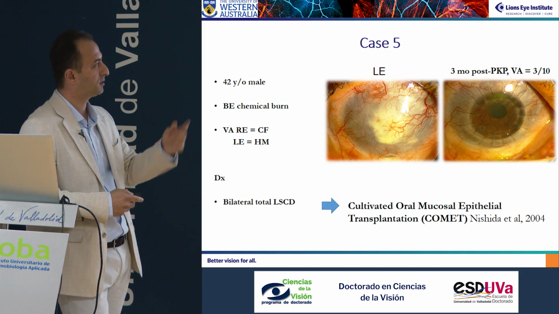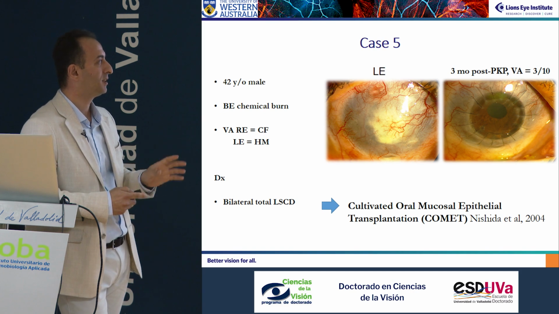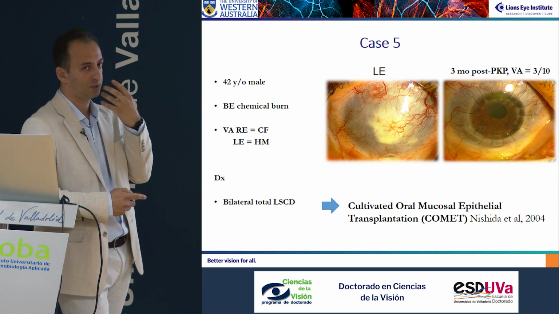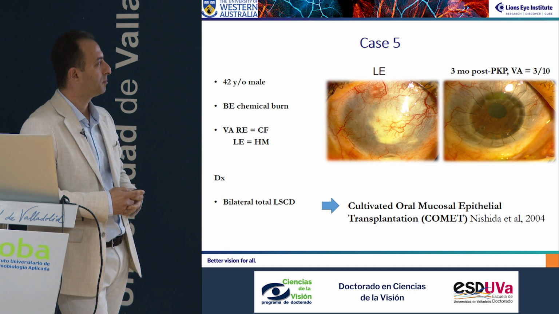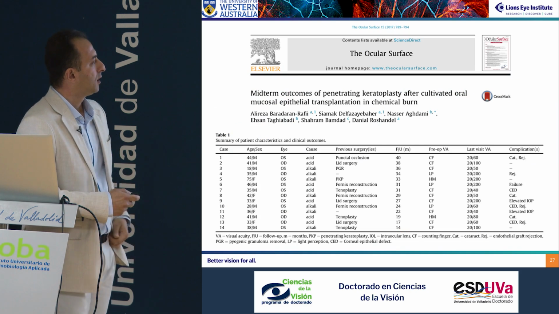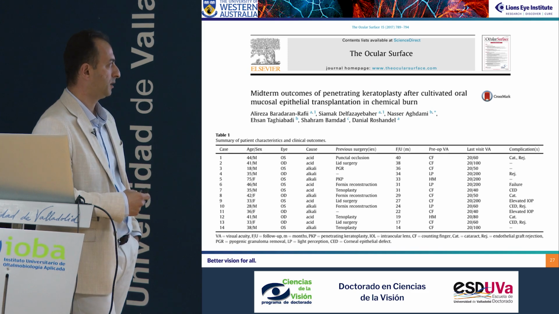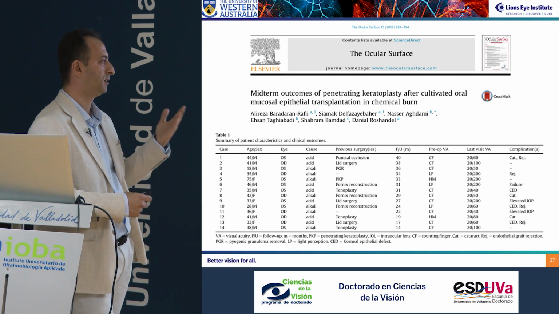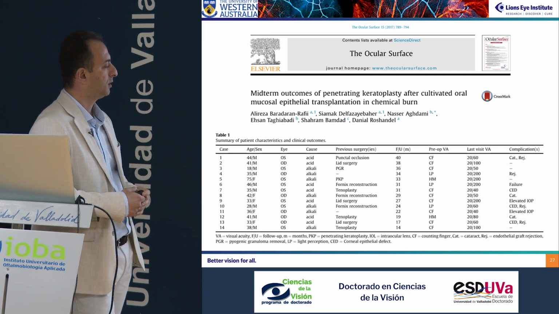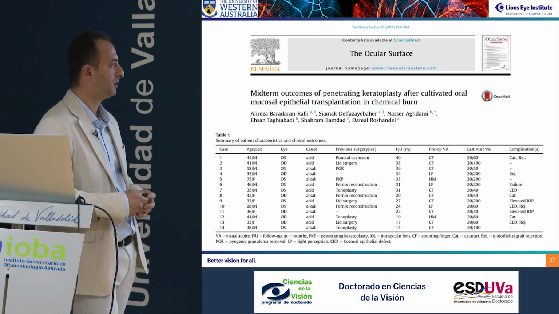As you can see, after 3 months, the cornea is almost clear, not as clear as corneal epithelium. And that's the main problem with COMET, because it's oral mucosa, it's not a corneal epithelium. But when you don't have any other options, that's one option that you can do for patients. And these patients had 3/10 vision with all those sutures. So we reported 2-year outcomes of 14 cases with corneal graft after COMET, and 13 of those 14 cases still had good vision after 2 years. In one of them, it failed.